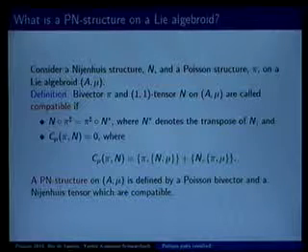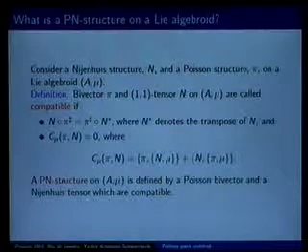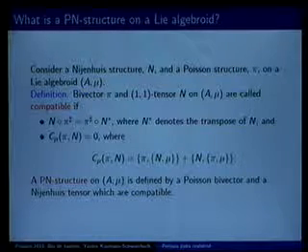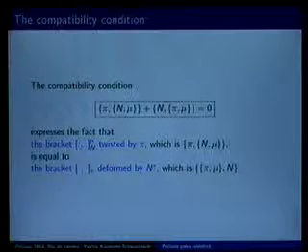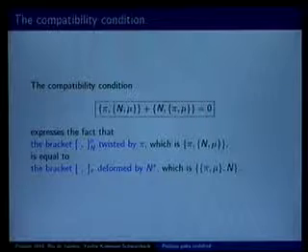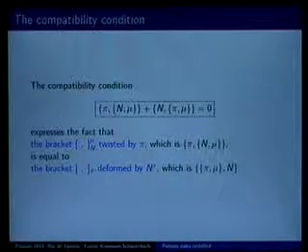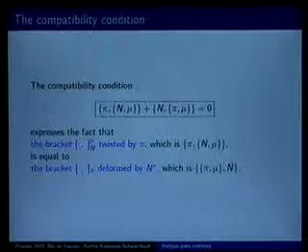Pi bracketed with n mu plus n bracketed with pi mu, that has to be 0. So what does it mean? Well, it means something geometrical, if you want. You start by deforming the original bracket mu by the 1-1 tensor n, and then from that new Lie algebraic structure on A, you twist by pi.